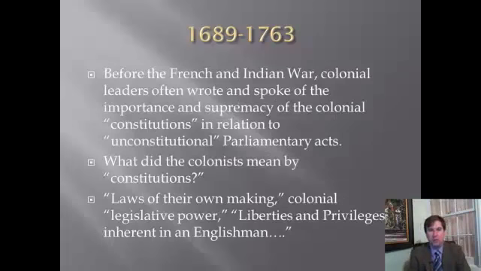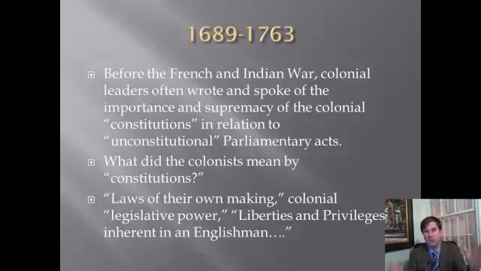Now, before the French and Indian War, colonial leaders often wrote and spoke of the importance and supremacy of the colonial constitutions in relation to unconstitutional parliamentary acts. So again, this goes back to that presentation too. We had these colonial charters, and of course, those colonial charters oftentimes had codification of, say, liberties that they thought they needed to be protected, and written down. Liberties they already had, but yet they wanted to ensure that the government didn't infringe upon those liberties.